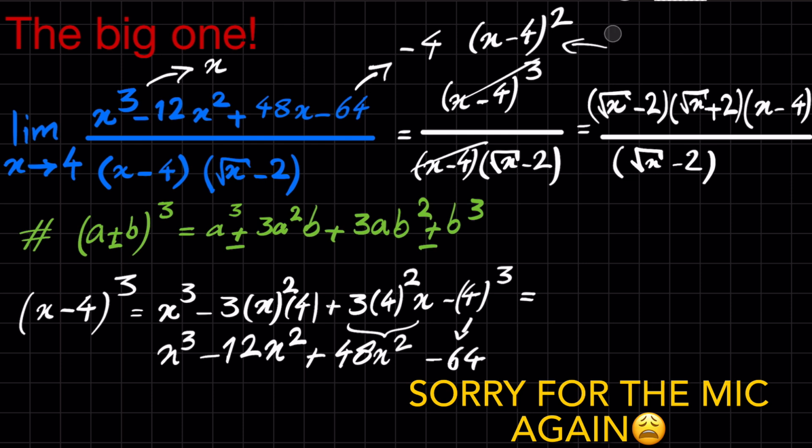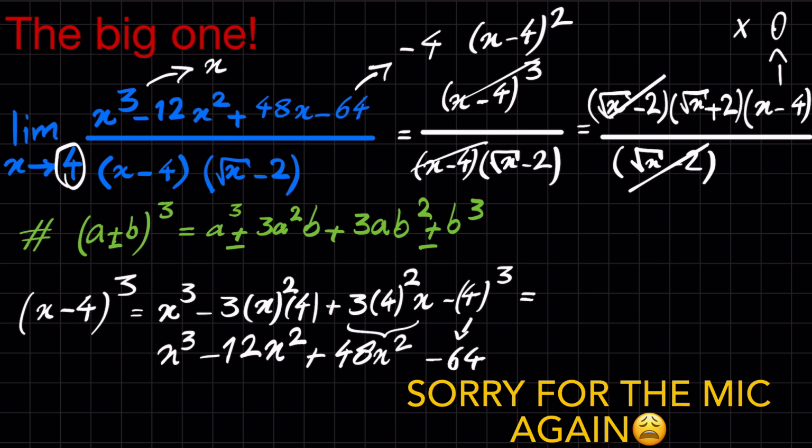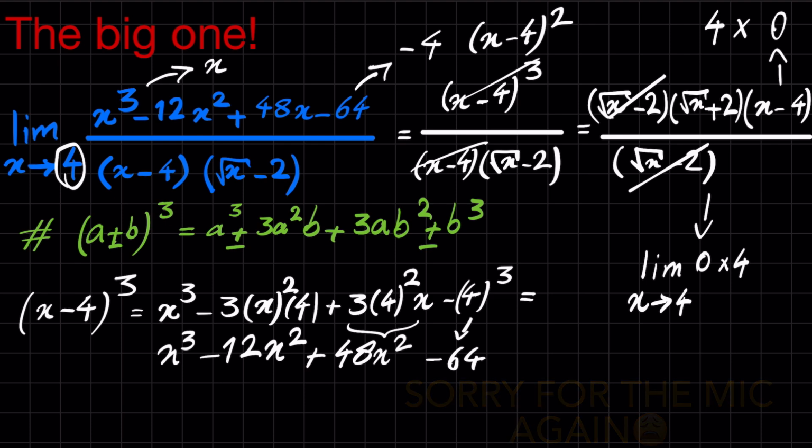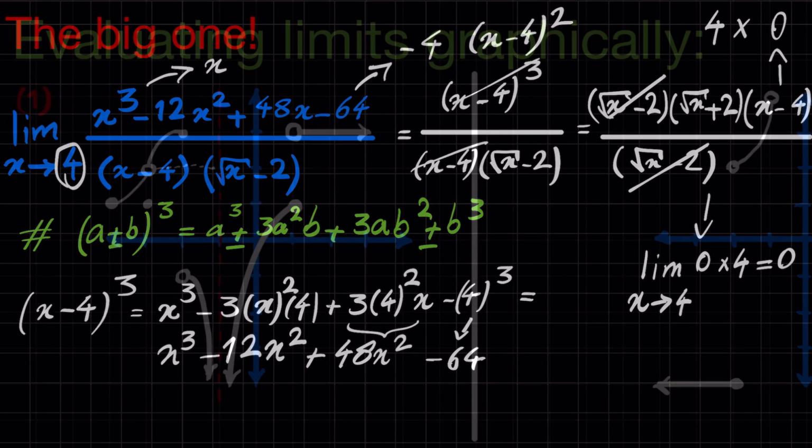So if we cancel these two and directly substitute the 4, we're going to get 0 times the square root of 4, which is 2. It's going to be 0 times 4. And the limit of 0 times 4 as x approaches 4 is going to be 0.